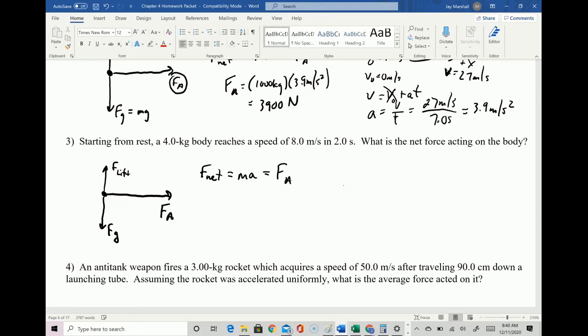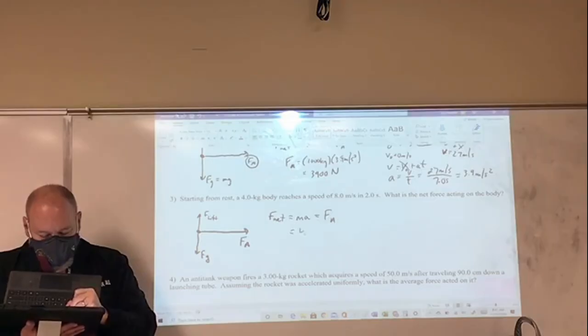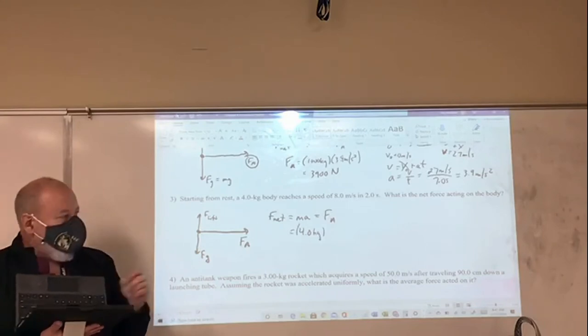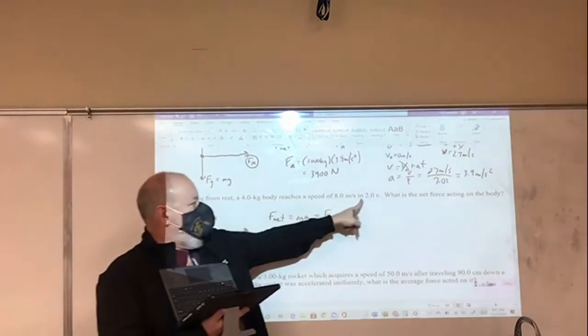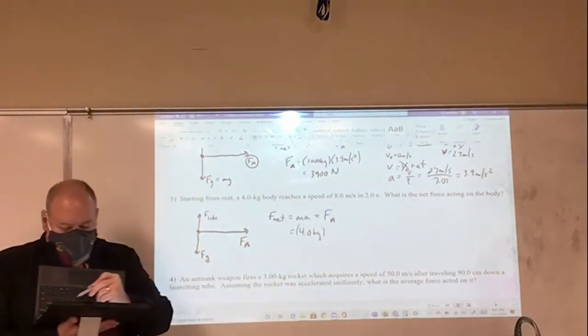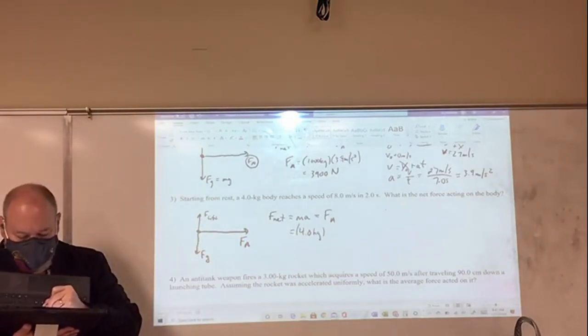We don't really need to show the sum of forces here, right? Because this is what we're asking for. It's the same, because the net force is going to equal this force. We don't have a force in the backward direction. And so we're just going to say mass 4.0 kilograms. Oh, wait a minute. We don't have acceleration, do we? But we know how to find acceleration. We do it exactly the same way we did up here, right?